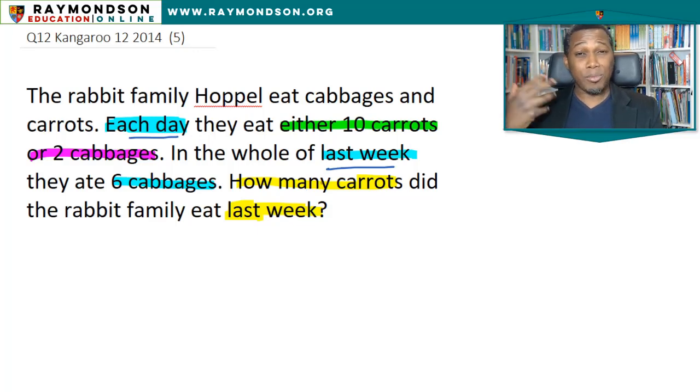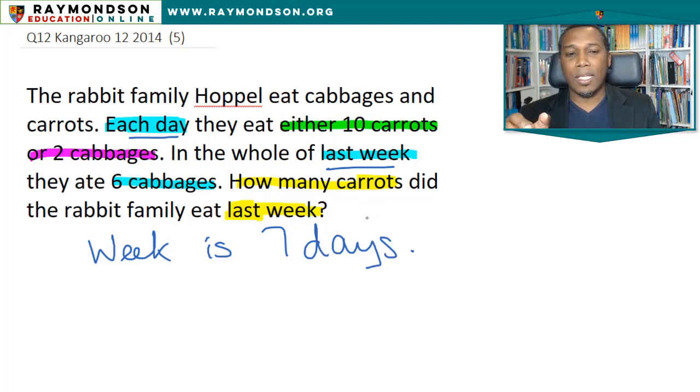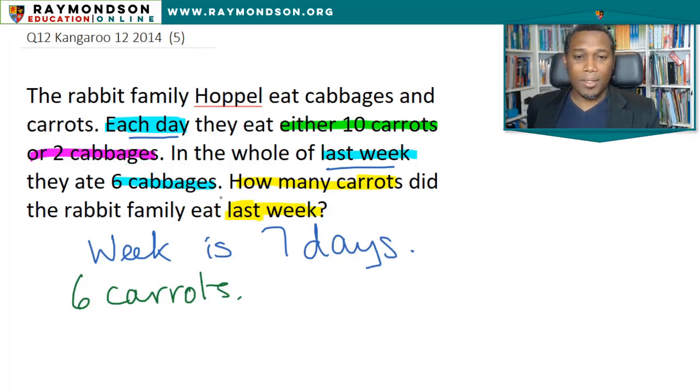The first thing that clicks in my mind is how many days are in a week. A week is 7 days. So we have to keep that in mind. The next bit, they ate 6 carrots. Oh, what am I doing? I mixed up the whole thing. It's not 6 carrots, it's 6 cabbages. Okay, right. So they ate 6 cabbages.